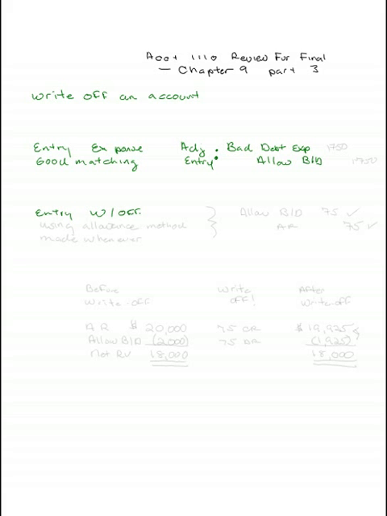Now let's look at the entry to write off using the allowance method. And remember, the name tells you what account you're going to. You write off directly to the allowance account from accounts receivable, hence the name. Let's assume I did a write-off for $75 and use some of the facts I had in the previous problem.